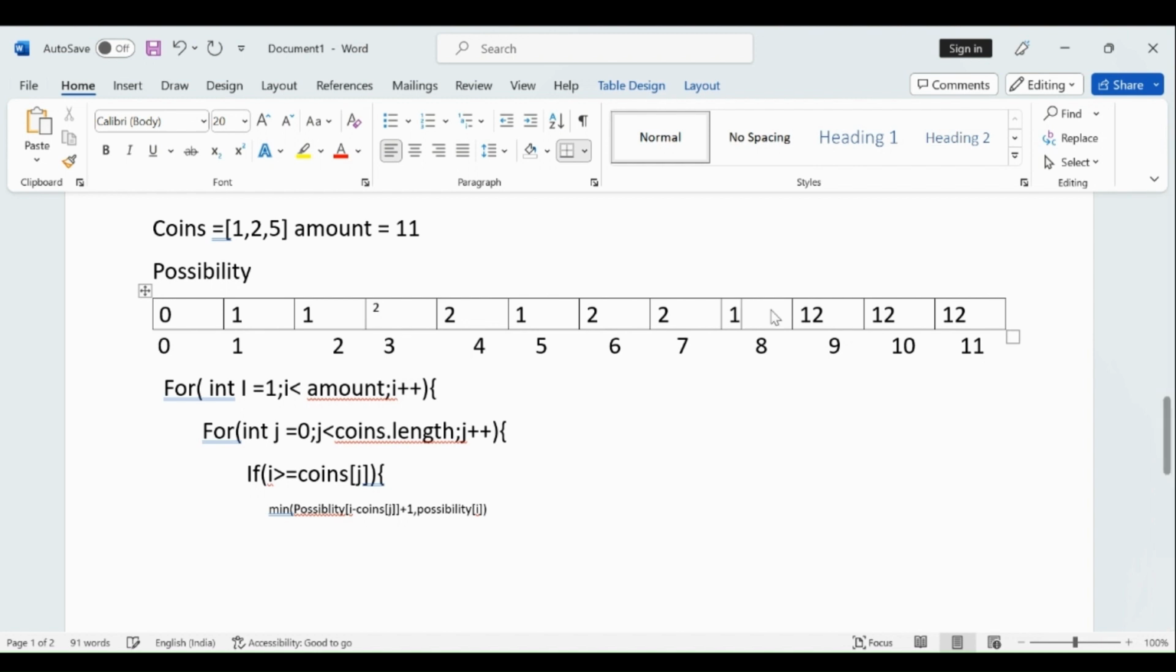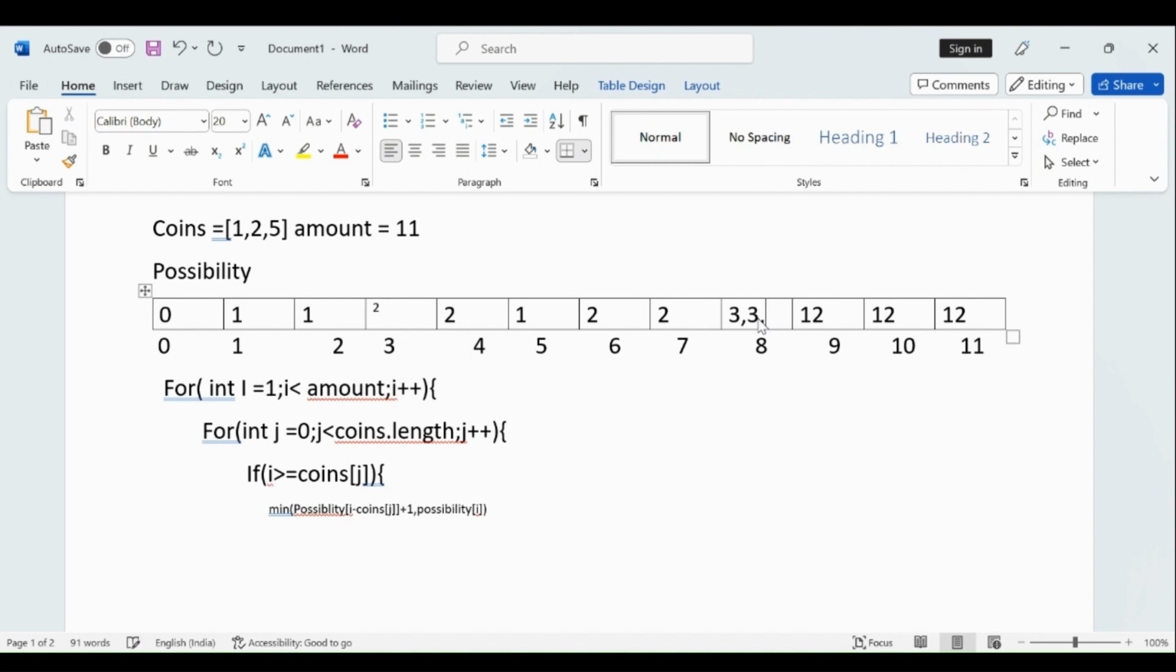Now let's move to amount 8. For amount 8, say we are trying to use coin 1. So 8 minus 1 is 7, and the minimum number of coins required to reach the amount 7 was 2, and we are using 1 here also, so 2 plus 1 will be 3, and the minimum between 12 and 3 is 3. So we will remove the previous minimum 12 and we will write 3 here. Similarly, let's say we try to use coin 2. So 8 minus 2 is 6, and the minimum coins required to reach the amount 6 was 2. So 2 plus one more coin here. So the answer will be 3.